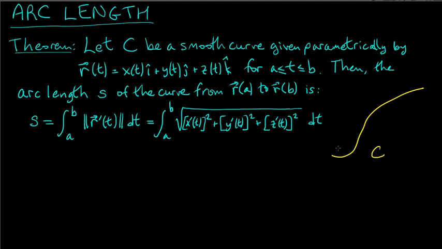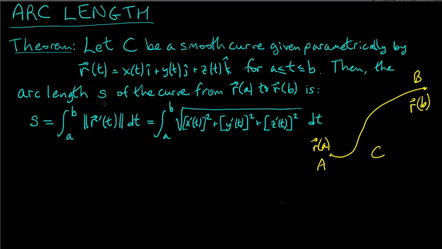But in this case, we're starting at point A, which we can label as a vector from some origin to that point. That vector will just be r evaluated at a. And then the endpoint, point B, can be written as a vector r evaluated at little b. So t ranges from a to b.